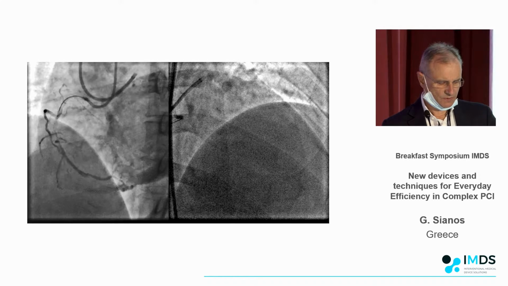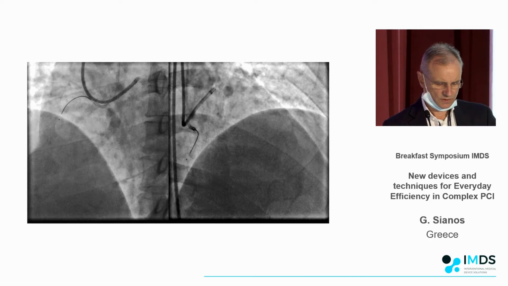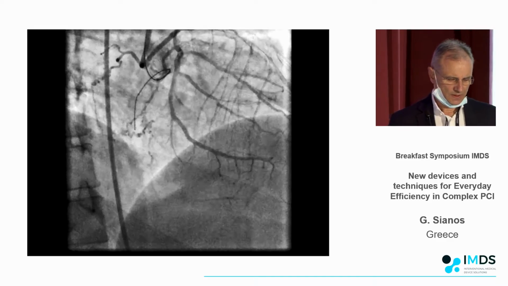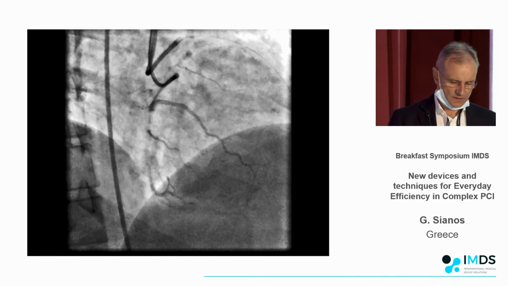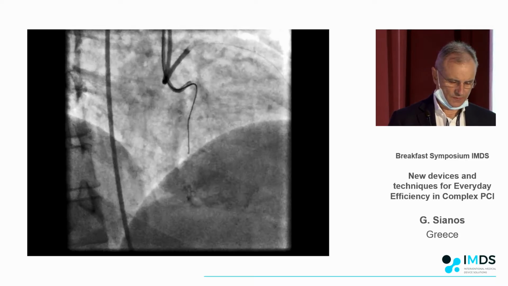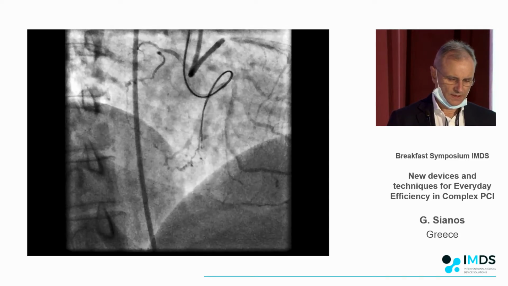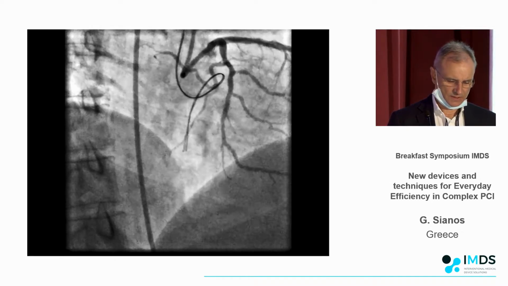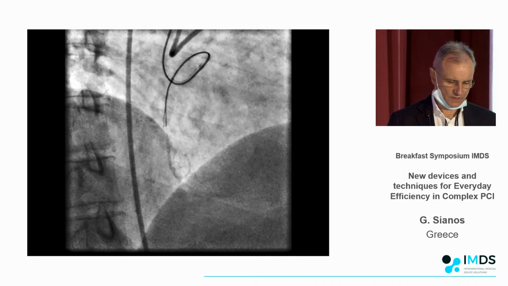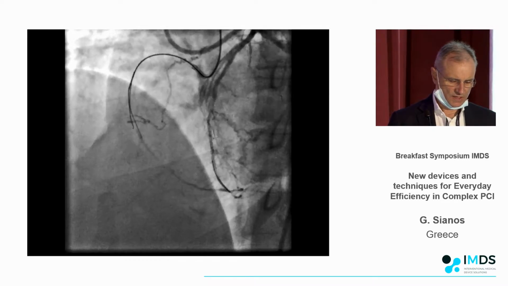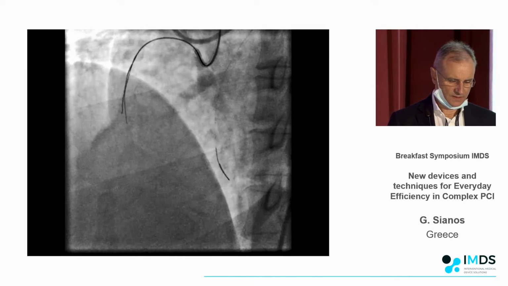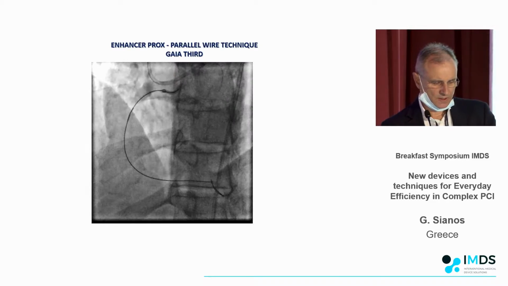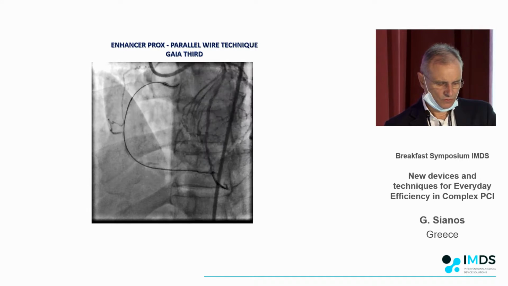You see here a patient with a right coronary artery occlusion, quite short, with good collaterals from the left system. We started with antegrade wiring, and the wire quickly went off. Then parallel wiring using the Enhancer RX Gain from IMDS, the dual lumen microcatheter. You can appreciate the Gaia 3 wire finds its way. This is an example of dual lumen proximal cap penetration and crossing. The Gaia 3 goes into the true lumen.